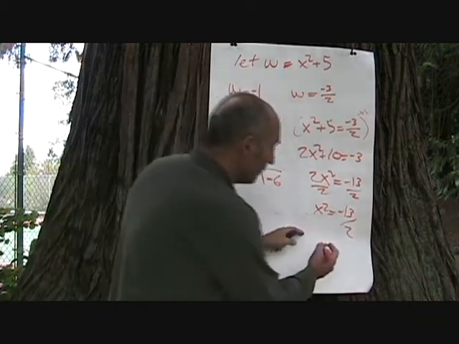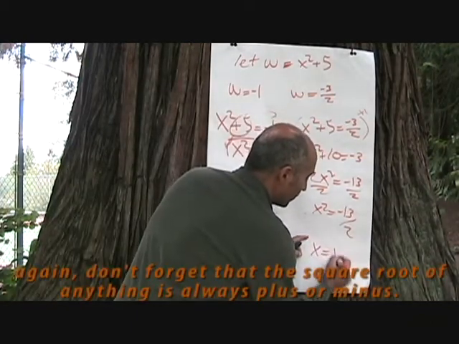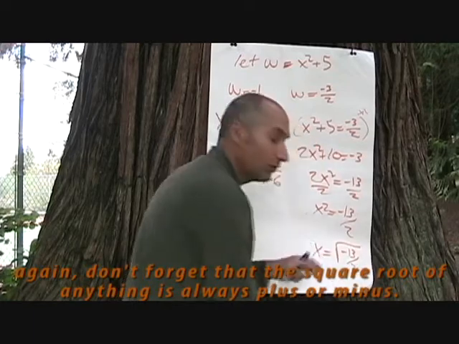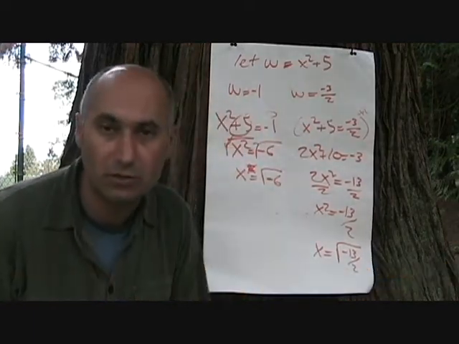And then if you take the square root of both sides, you're going to have x is equal to square root of negative 13 over 2. And again, this one is not going to give you a solution, okay?